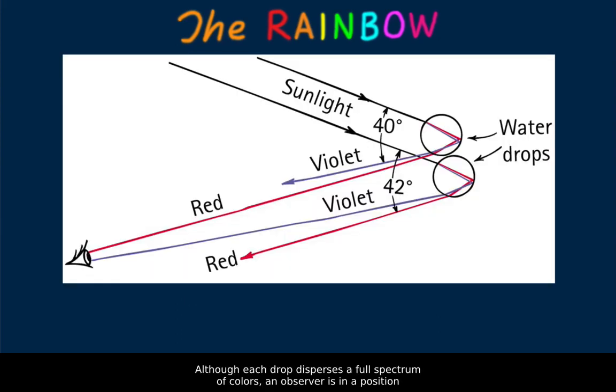Although each drop disperses a full spectrum of colors, an observer is in a position to see the concentrated light of only a single color from any one drop. If violet light from a single drop reaches the eye of an observer, red light from the same drop is incident elsewhere below the eyes. To see red light, one must look to a drop higher in the sky. The color red will be seen when the angle between a beam of sunlight and the light sent back by a drop is 42 degrees. The color violet is seen when the angle between the sunbeams and deflected light is 40 degrees.